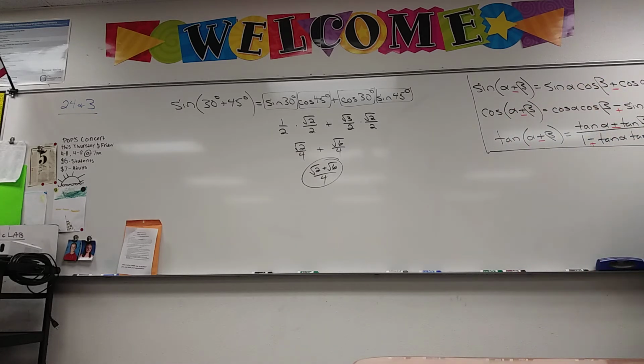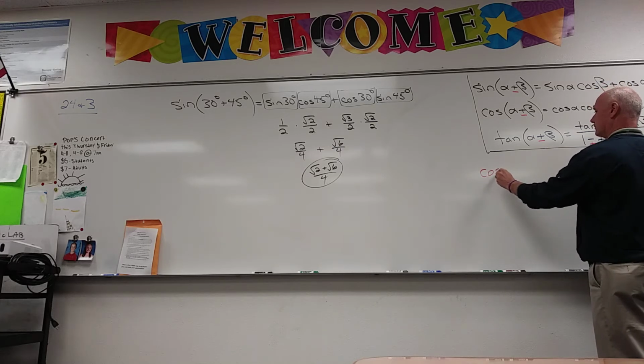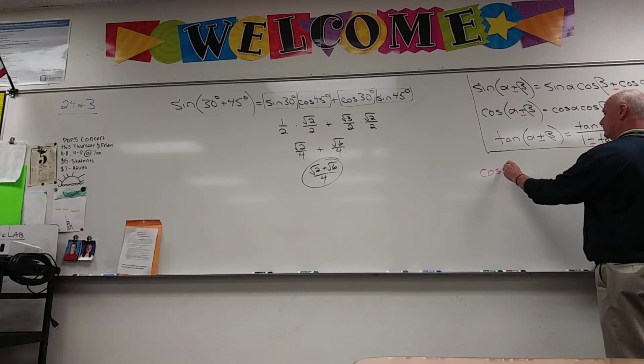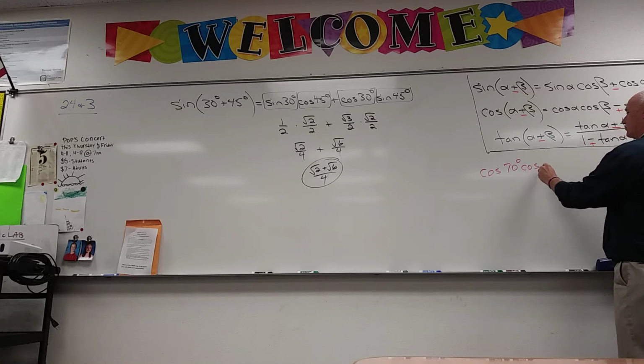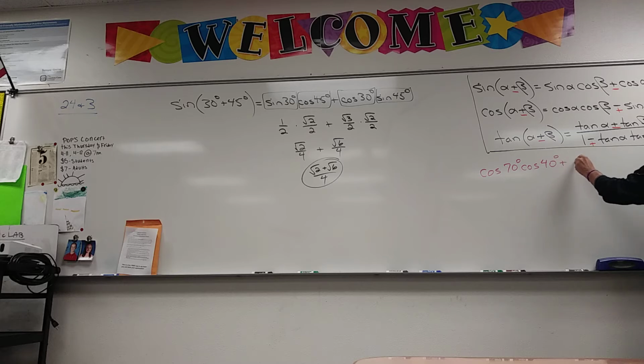Question number 2. I would like you to find the cosine of 70 degrees times the cosine of 40 degrees plus the sine of 70 degrees times the sine of 40 degrees. That's just the formula.